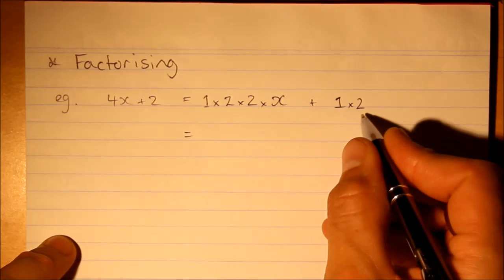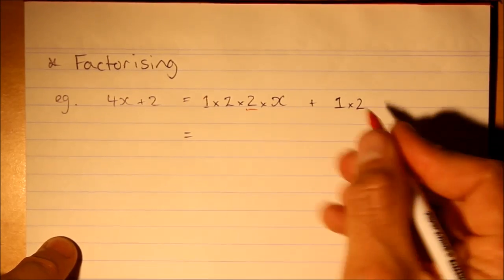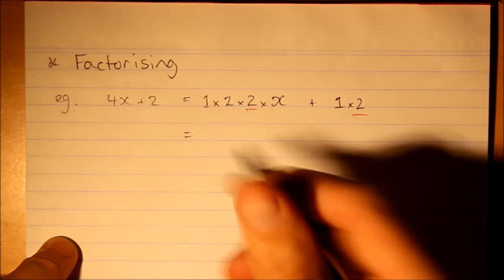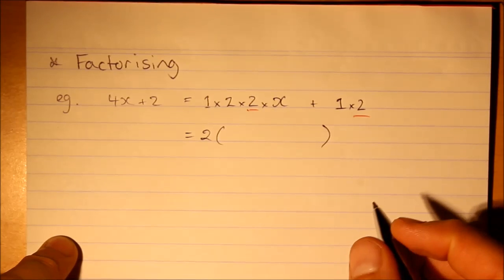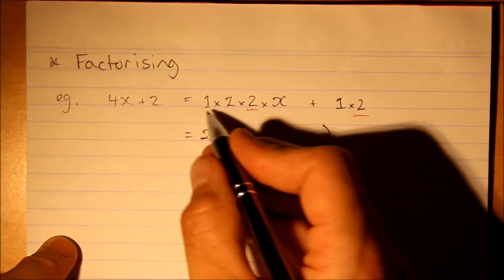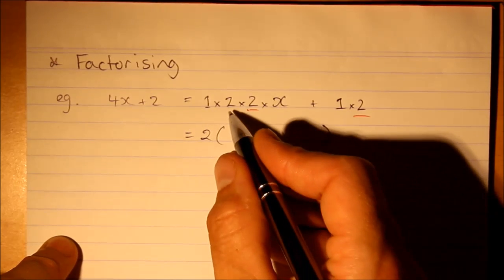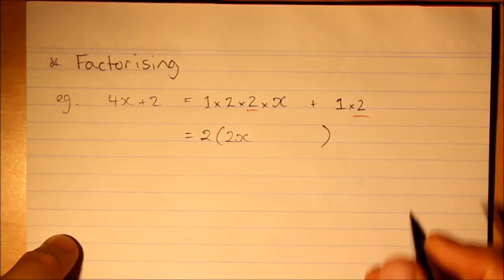So what is the highest common factor between these two terms? It's a 2, and then we put our grouping symbols in, and what's left over? So if we take that out, what's left? Well, it's a 1 and a 2. 1 times 2 is 2, times x is x.